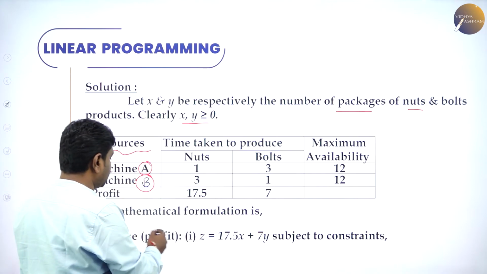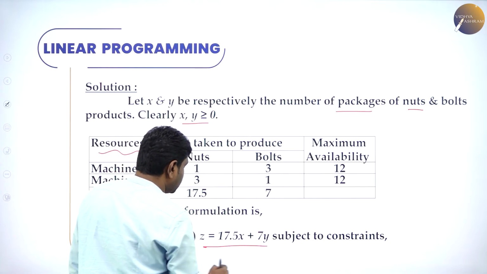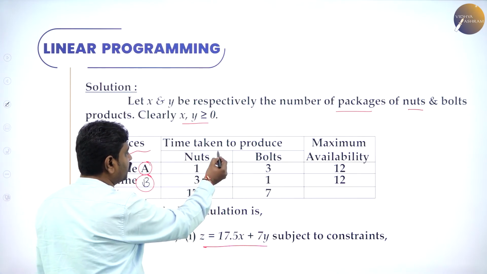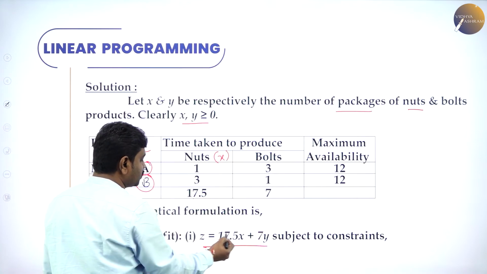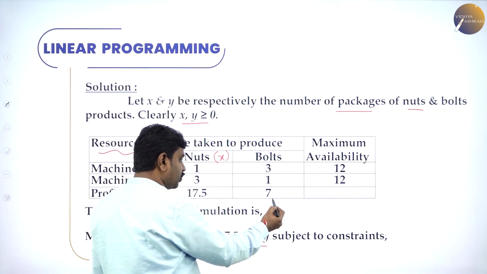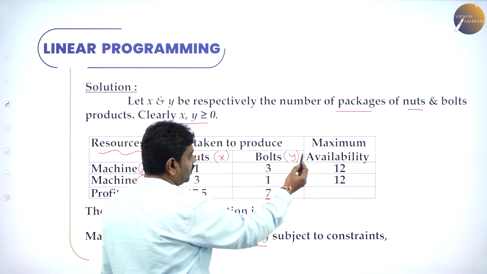So now the mathematical formulation. First we should maximize the profit. How to maximize the profit? So what is the profit? Profit obtained for nuts is 17.5, and we are producing x packages of nuts, so 17.5x. And we get 7 rupees profit for one package of bolts, and we are producing y packages, so 7y.